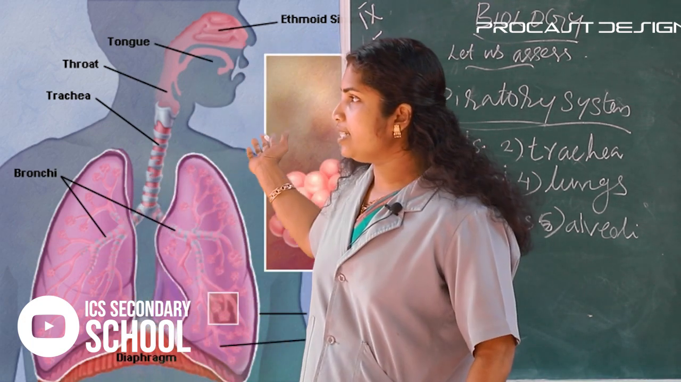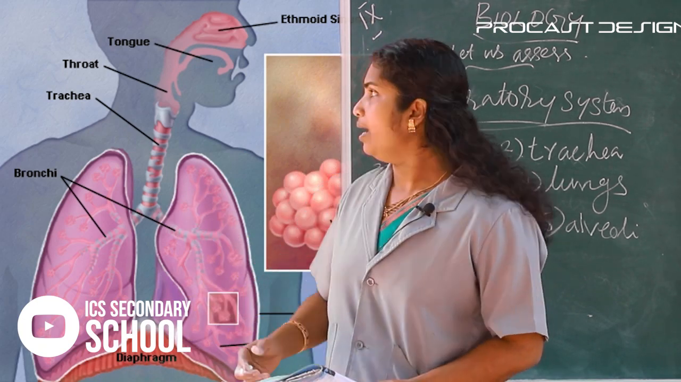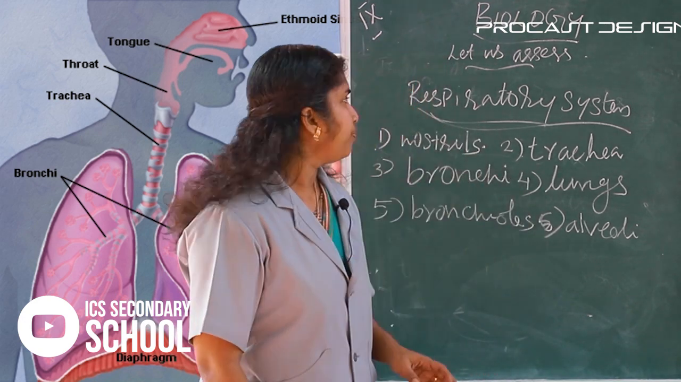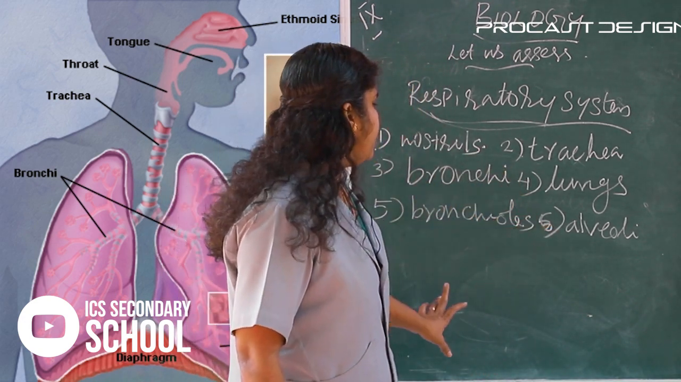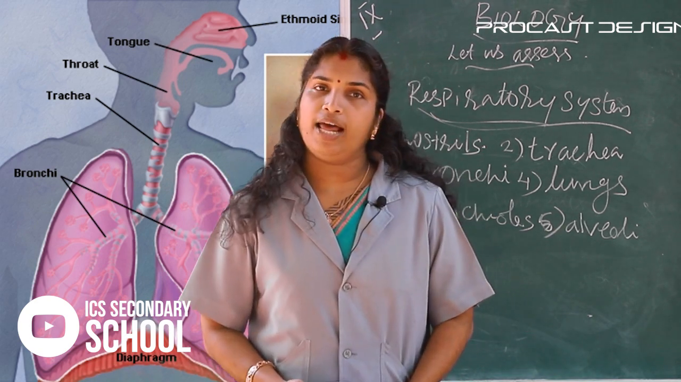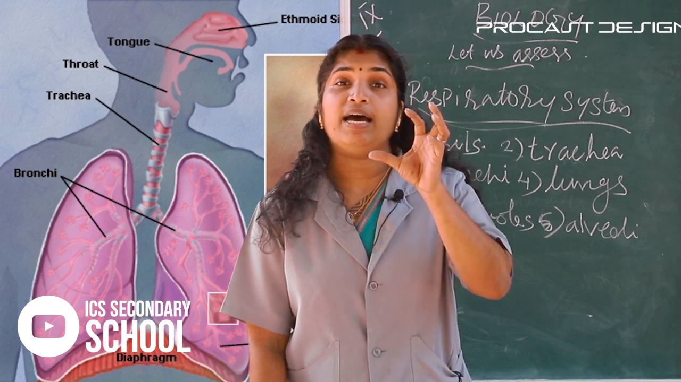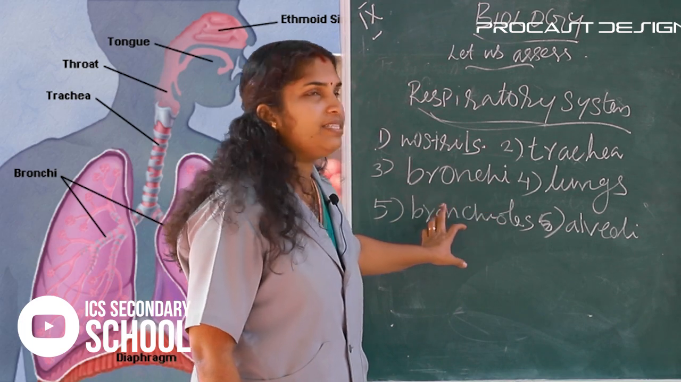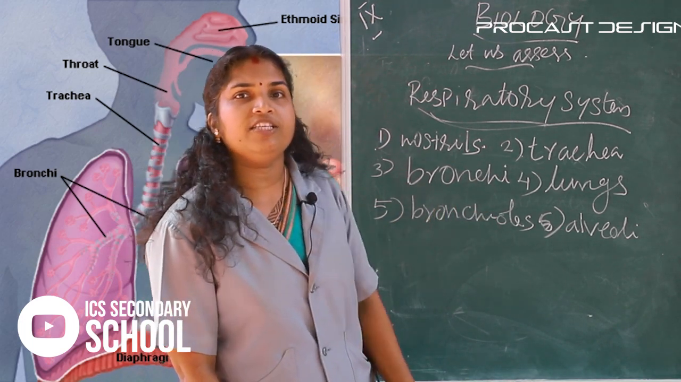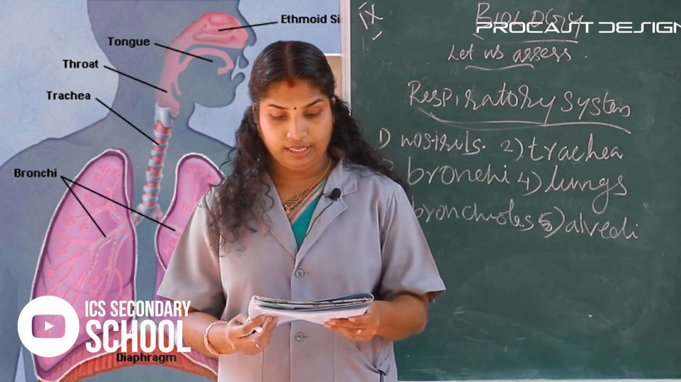Please listen to the structure of our respiratory system. Okay, please note this system. Nostrils, trachea, bronchi, lungs, bronchioles and alveoli. These are the organs present in the respiratory system. These organs are joined together to form the respiratory system.